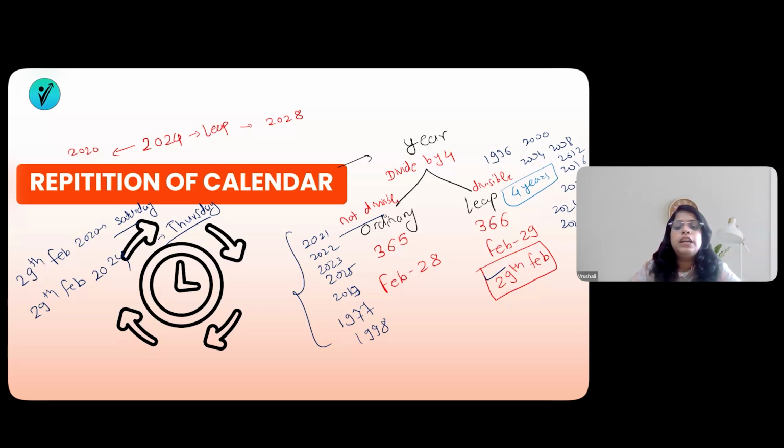What we should know is that an ordinary year repeats on an ordinary year itself and a leap year repeats on a leap year itself. A leap year cannot repeat on an ordinary year because in the ordinary year Feb has only 28 days, so one day will be extra and then the whole sequence will change. It is not possible.